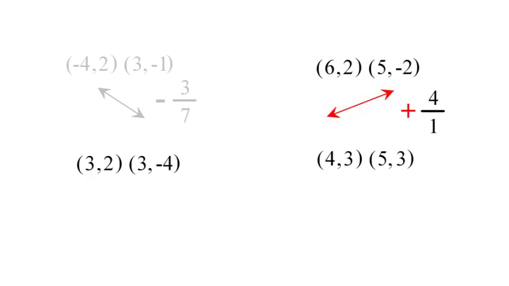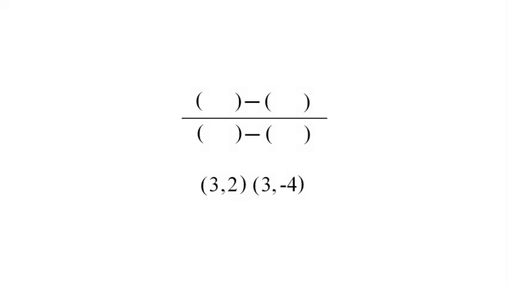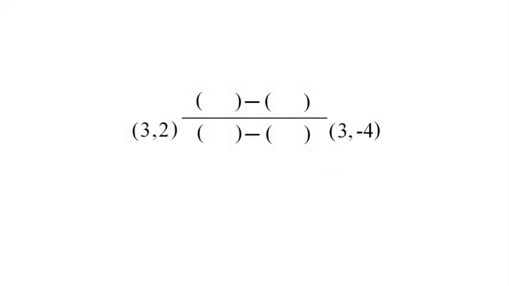Now for the next set of points, 3, 2, and 3, -4. Place them on either side of the formula, then place the y numbers on top of the x numbers. Slide the numbers into the formula and then do the arithmetic. On the top, 2 minus a minus 4 is the same as 2 plus 4, since a minus and a minus combine to be a plus. 2 plus 4 is 6 on the top. On the bottom, 3 minus 3 is 0.